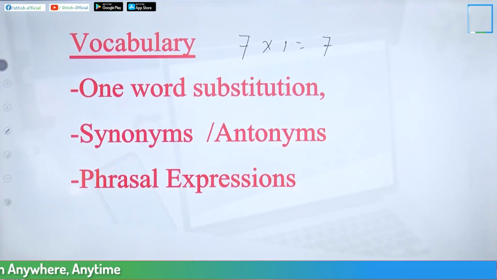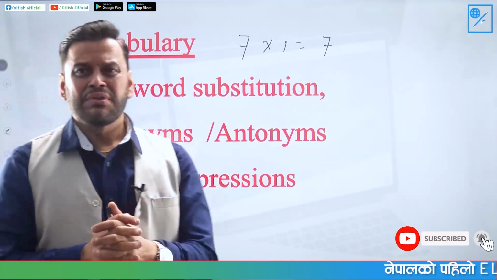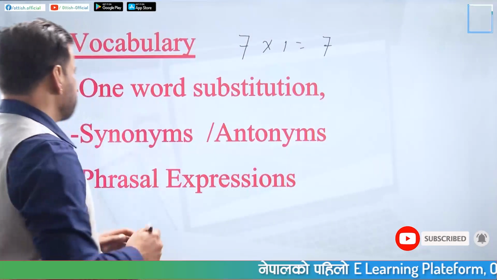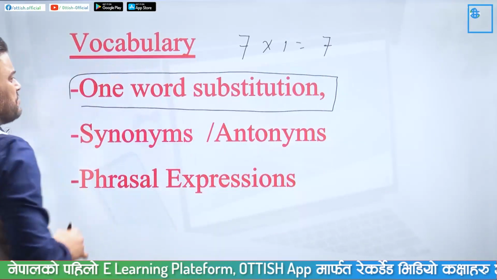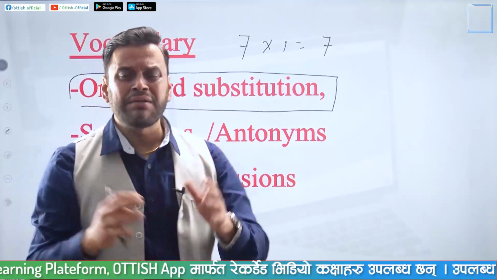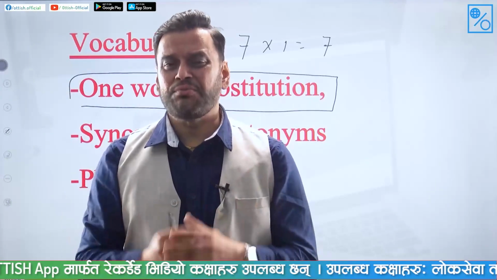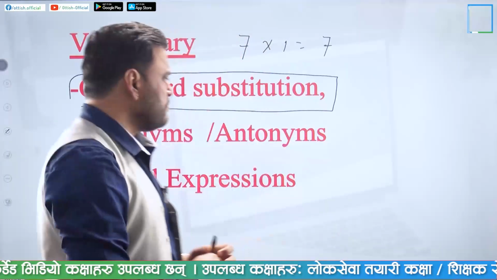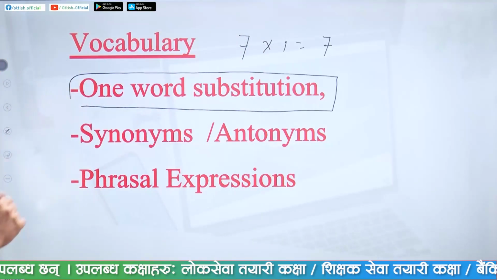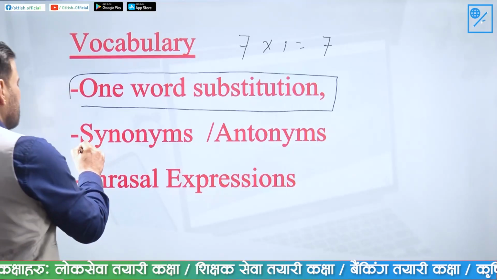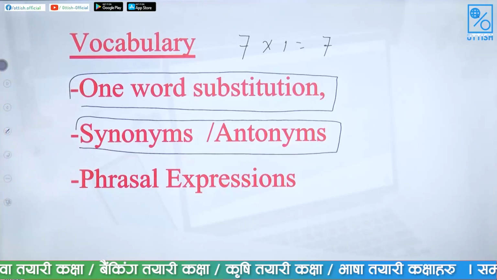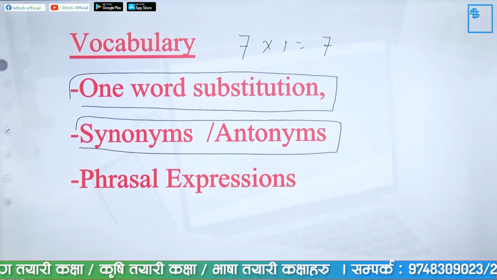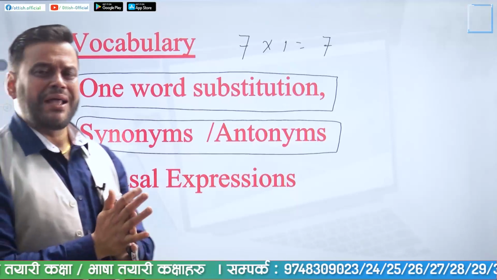So what things do you have to do under the vocabulary section? You have to do one word substitution. Generally from one word substitution you are asked 1 or 2 questions, but sometimes you may be asked more than 2 questions too. Most of the questions are asked from synonyms and antonyms, at least 4 to 5 questions.